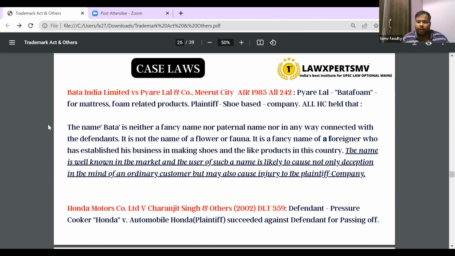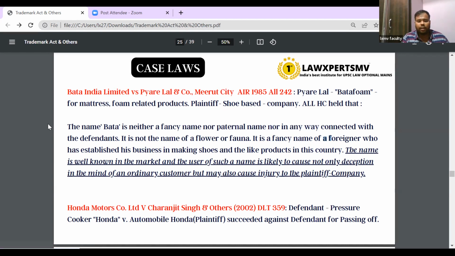So whenever you say the word Bata, you will assume this particular brand is associated with the person who is a foreigner, and he has established the business in India, right? So this Bata you will always associate with the shoe-based company. So when you start a name known as Bata Foam, everybody will think that this foam-based Bata company is another sub-segment of the Bata company itself. So this will cause confusion to the public, and the action of passing off was upheld in this case also.